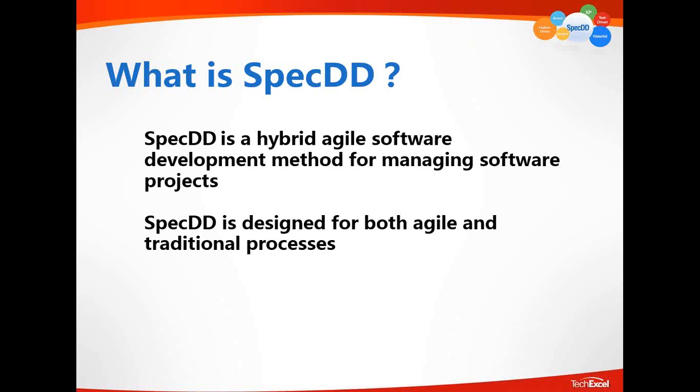It is based on the fact that pure agile methods like Scrum are very useful in the real world. It is effective to improve a development team's productivity, but we also recognize that pure agile methods lack scalability for multi-team, large agile projects. So SpecDD is designed to be a hybrid agile method and is also designed for managing both agile and non-agile processes.